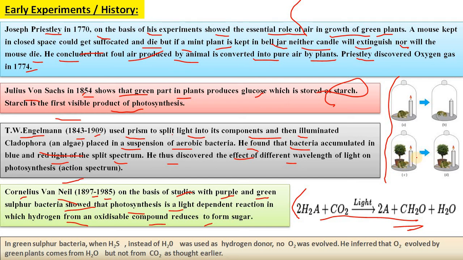Some organisms do not release oxygen during photosynthesis. When hydrogen sulfide, H2S, is the hydrogen donor, as in purple or green sulfur bacteria, the oxidation product is sulfur or sulfate, depending on the organism, and not O2. Hence, he inferred that the O2 evolved by the green plant comes from H2O, not from carbon dioxide. This was later proved using radioisotopic techniques, and the correct equation representing the overall process is 6CO2 + 12H2O gives C6H12O6 + 6H2O + 6O2. As you know from this overall equation, in the green sulfur bacteria, when H2S instead of H2O was used as a hydrogen donor, no oxygen was evolved. He inferred that the O2 evolved by green plants comes from H2O but not from carbon dioxide, as thought earlier.